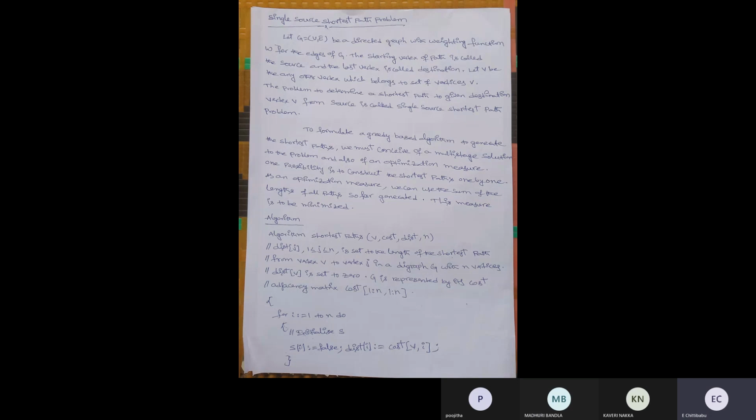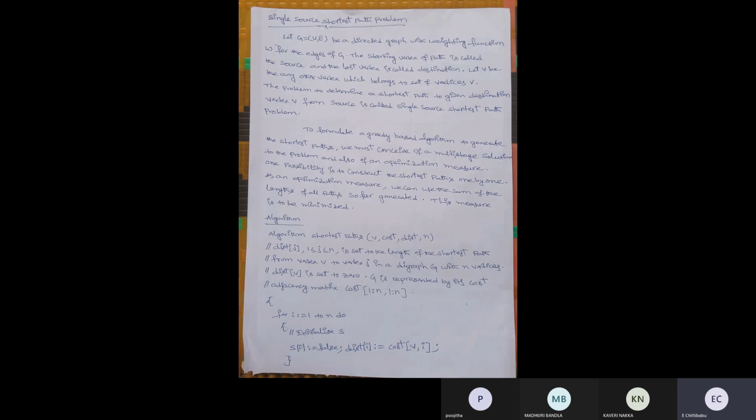Single source shortest path problem. So what is the single source shortest path problem? Here G equal to (V, E) is a directed graph with weighting function W for the edges of G. The starting vertex is called the source and the last vertex is called the destination.